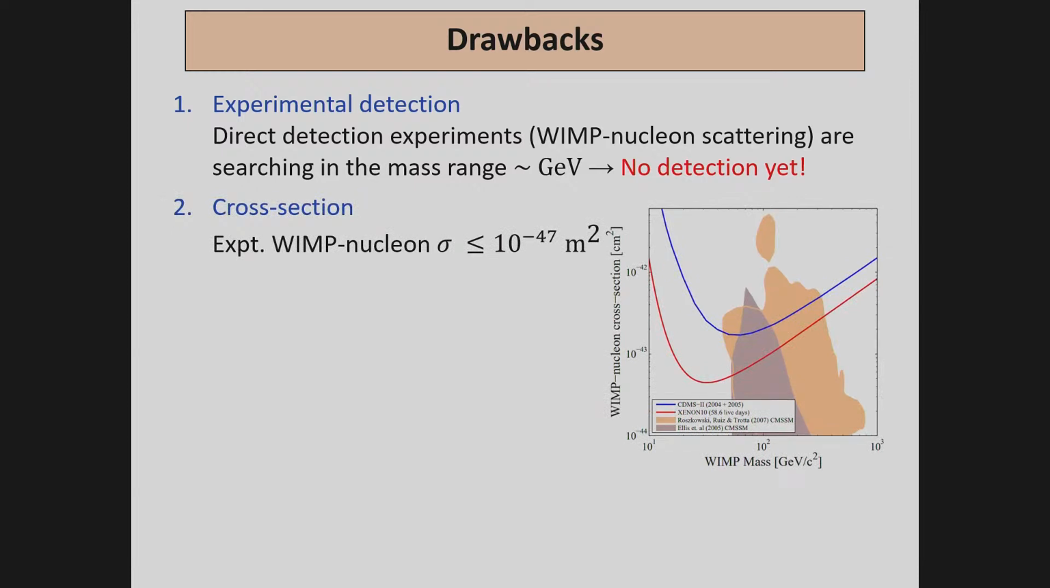This is the result from the Xenon 10 collaboration paper. But you will observe that this 10 to the power minus 47 figure differs by 9 orders of magnitude from the theoretical relic abundance calculation which we just did. So this is the second drawback.